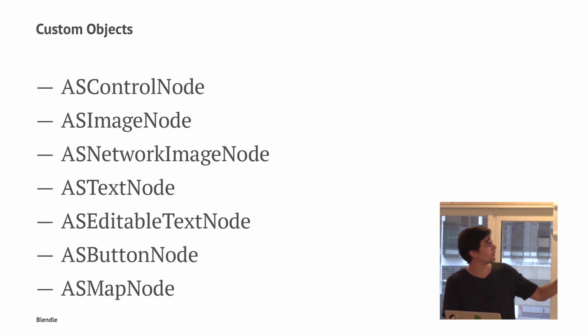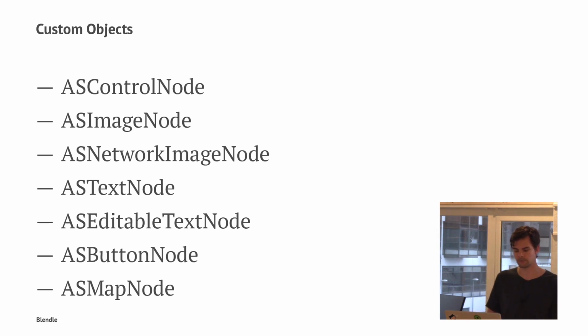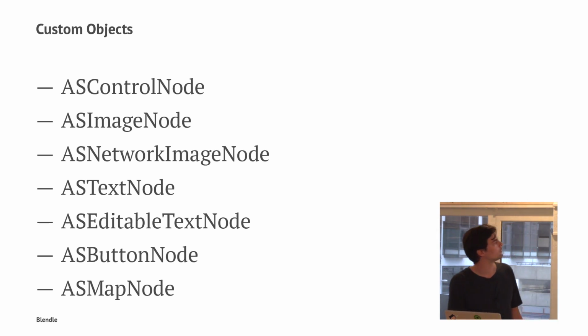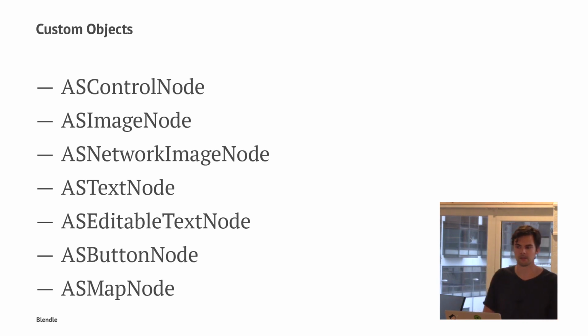Some wrap UIKit components, for example, ASEditableTextNode and ASMapNode wrap UIKit components, but ASTextNode and ASImageNode are completely custom. AsyncDisplayKit also has a custom text engine, which allows all the text layout and rendering to be done on a background thread.